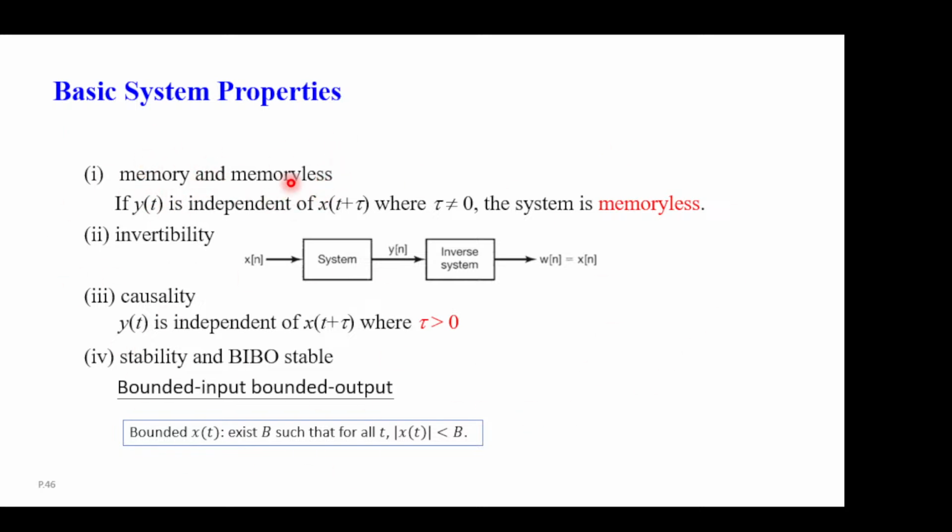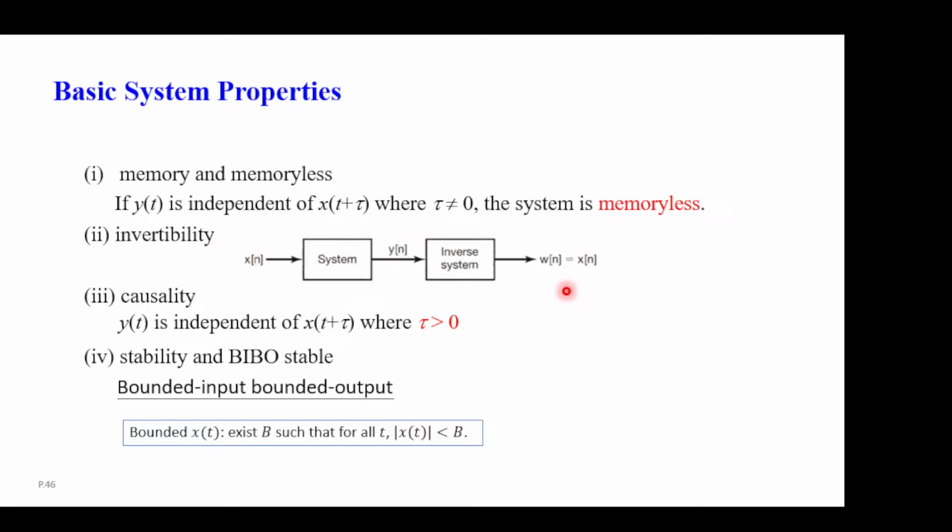So the first property we say is memory or memoryless. A memoryless system means that your output y of t is independent of input at any time that's not equal to t. And then there is invertible, which means your system is x to y, and if there is an inverse system such that for every x you get a y, then you pass your y through your inverse system and go back to some w that equals x.